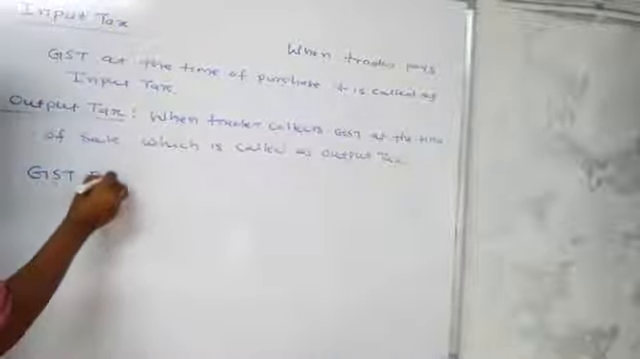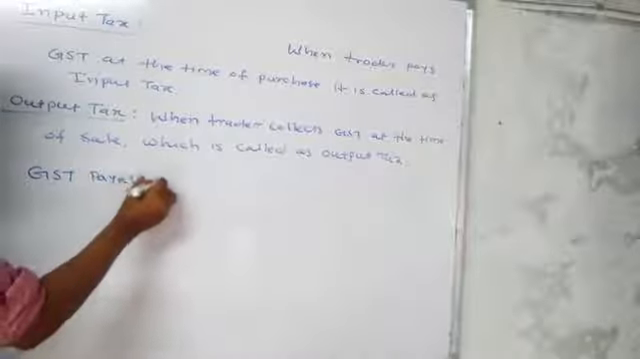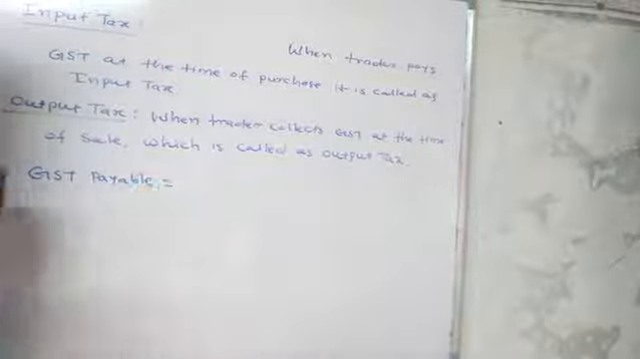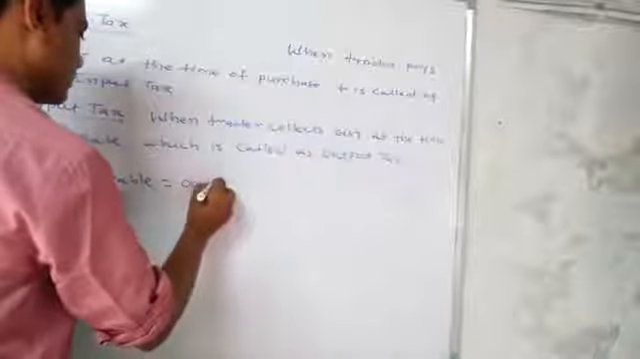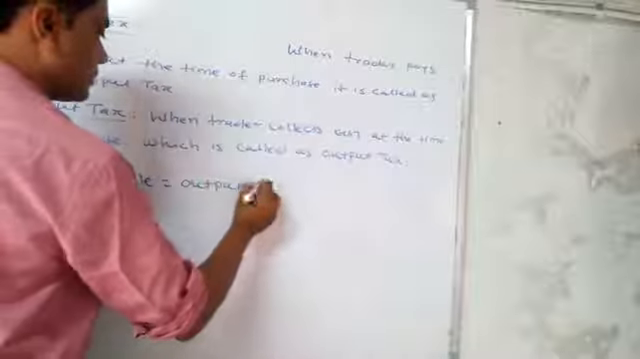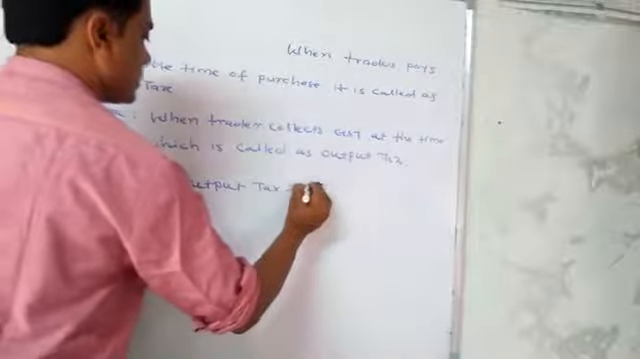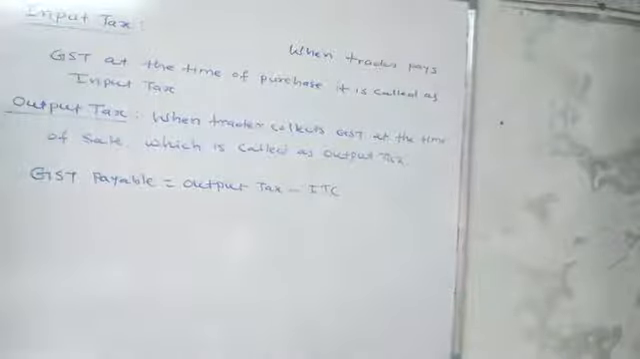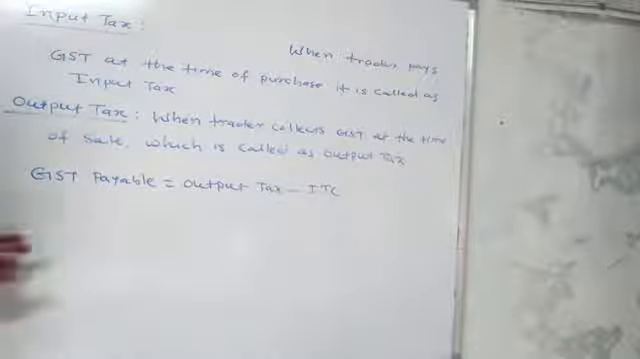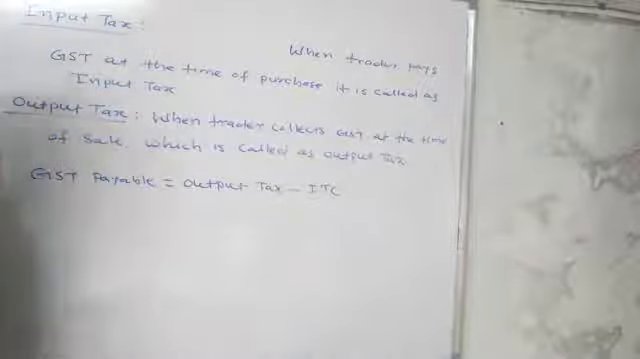GST payable is equal to output tax minus input tax credit. Output tax minus input tax credit. That is GST payable.